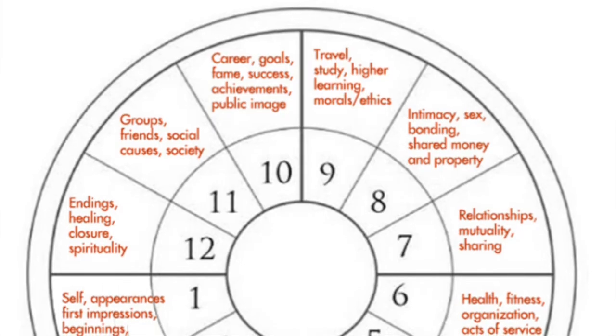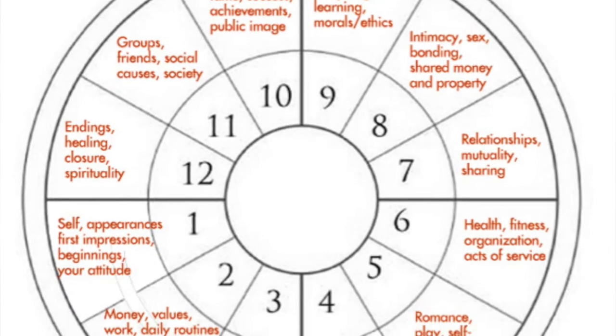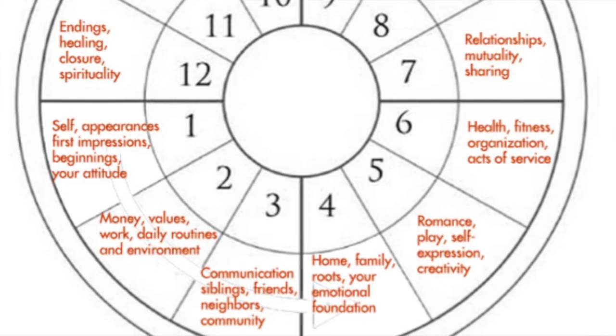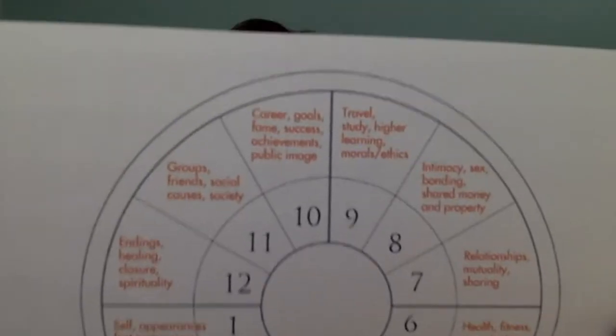House 1 here is yourself, your appearance, the first impressions you make on others. House 2 is money and material goods. House 3 is communication, friends, neighbors, your community. House 4 is home and family, and so forth. So what you're looking at when you look at your natal chart is where the planets were in which houses, because that's an overall influence in your life if you believe in astrology.